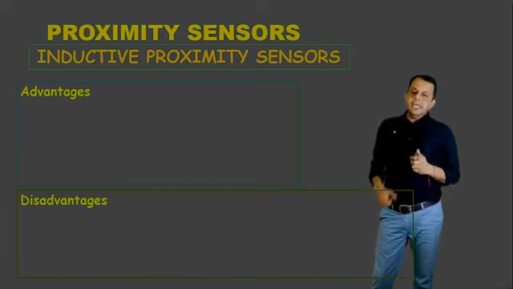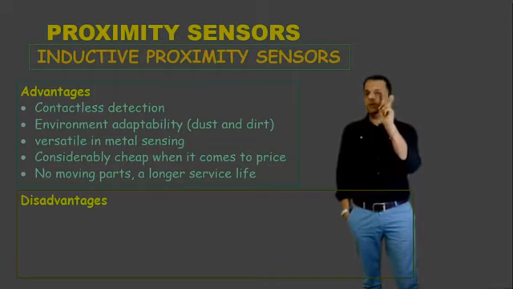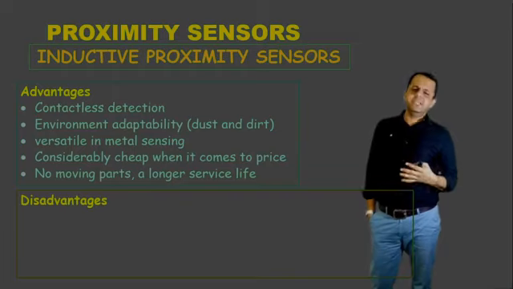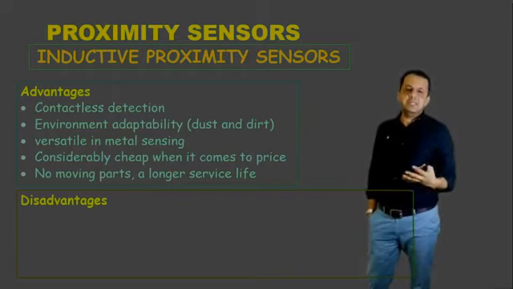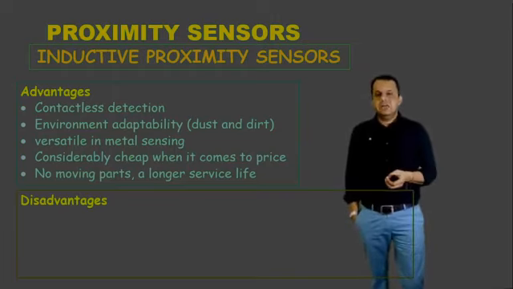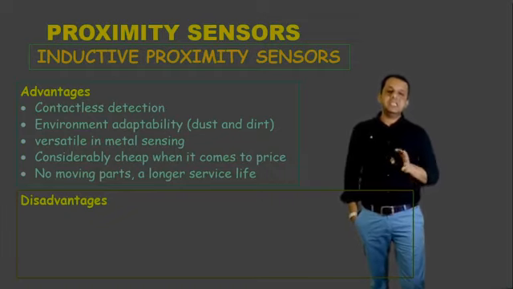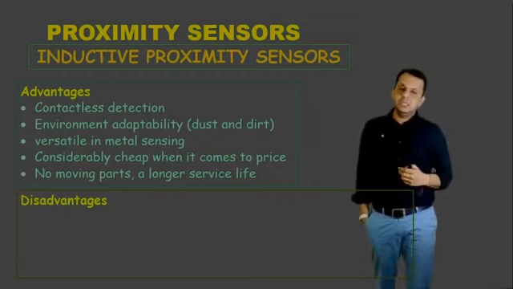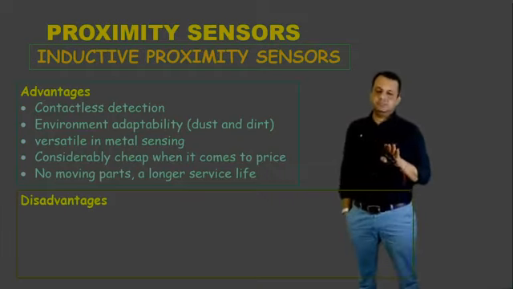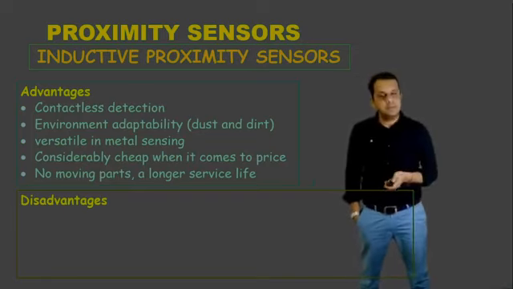Advantages: contactless detection, available for all types of proximity sensors. Environment adaptability, like it is less affected by dust and dirt because the magnetic field can penetrate almost any object. And versatile in metal sensing, where you can set the sensitivity to detect a certain kind of metal. Compared to the capacitive proximity sensor, they are a little bit cheaper. And once again, there is no moving part within the sensor, and hence a longer service life.